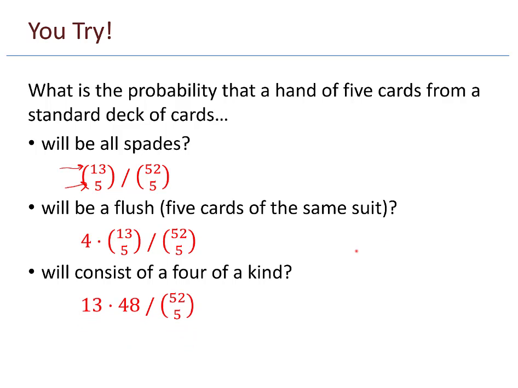So we figure this out by saying 13 times 48. Now where did that 13 times 48 come from? The 13, that's how many ways you can choose 4 cards of the same rank. But then you have 1 card left over, and so there are 48 ways to choose that one other card. So 13 times 48 is the number of ways that I can choose 4 of a kind.